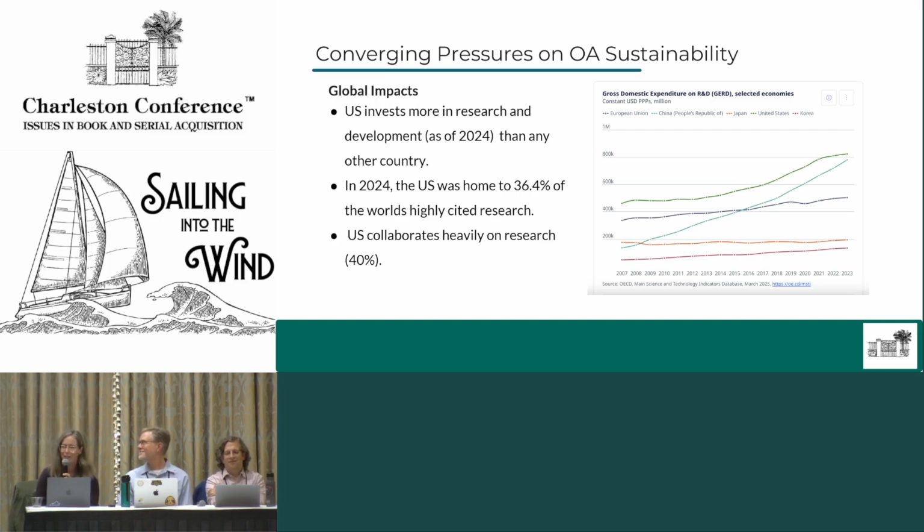And the impacts are global. As of 2024, the US still invests more in research and development than any other country, almost $800 billion. The US produces over 36% of the world's highly cited research, and over 40% of our published research is done in collaboration with international partners. Shifts here have significant ripple effects globally on publisher sustainability, international collaborative projects, and open infrastructure investments.